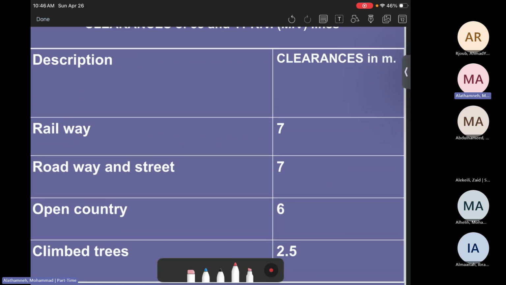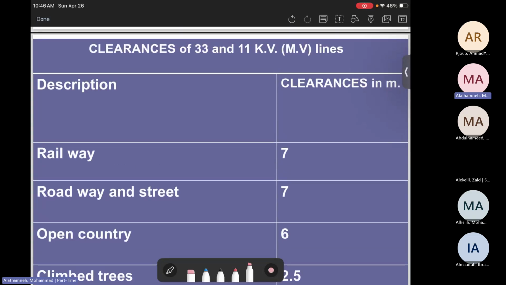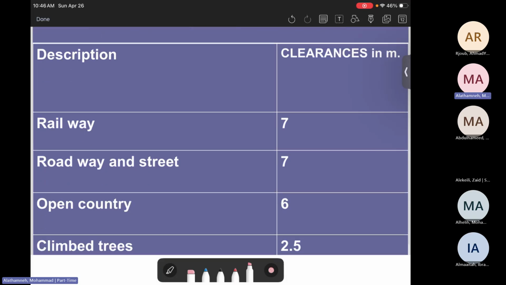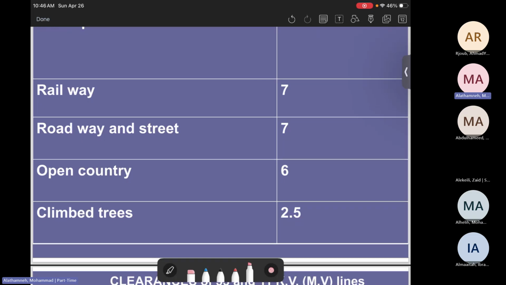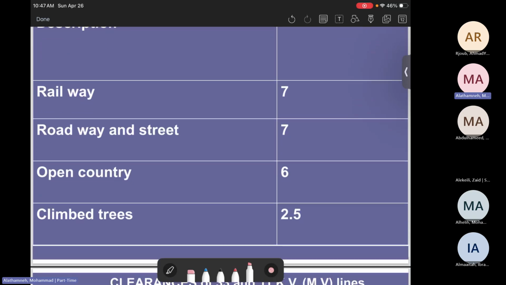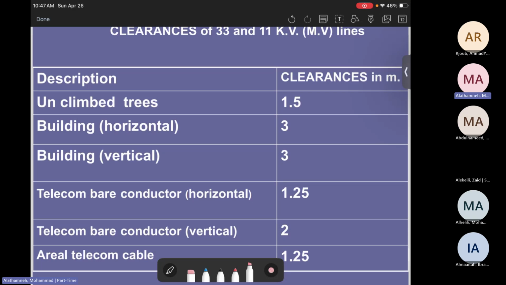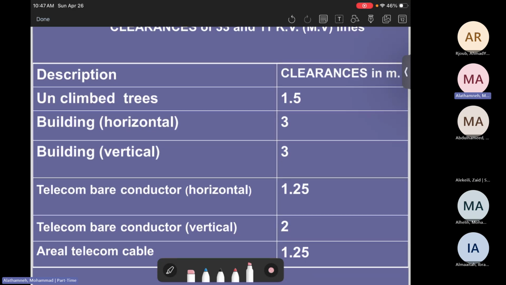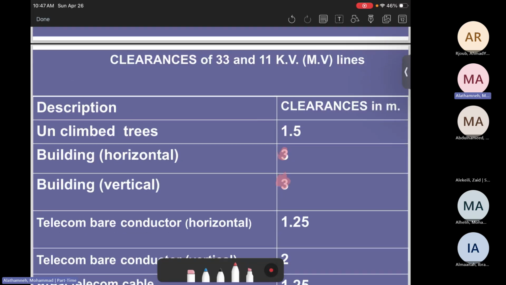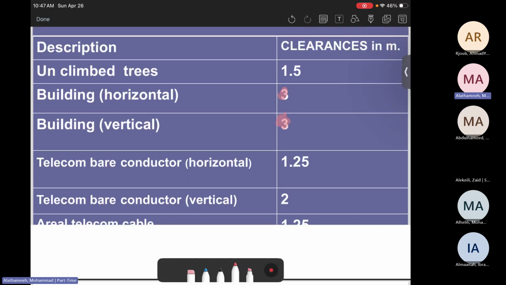Now, again, when we talk about 33 kilovolts and 11 kilovolts clearance, we already mentioned the clearance between the people and the cars' passage. Now, how about others like railway, roadways and streets, open country, climbed trees, where we can see the clearance in meters. The other thing: if there are unclimbed trees or buildings, horizontal or vertical, it must be at least three, for the 33 kilovolt and 11 kilovolt.